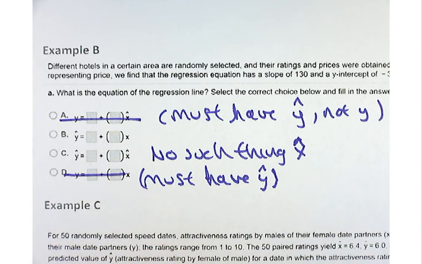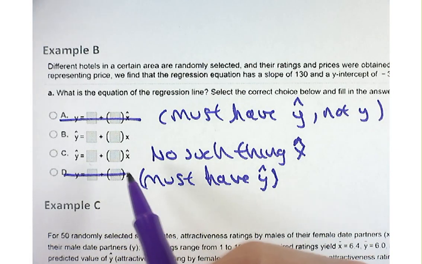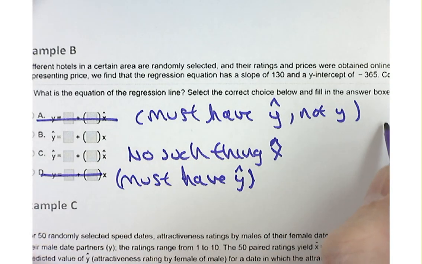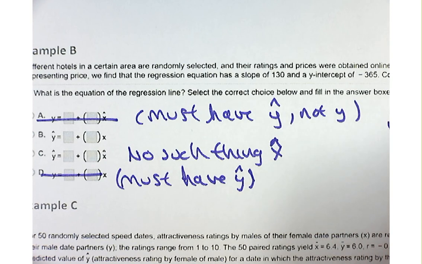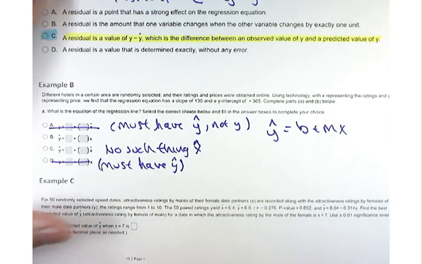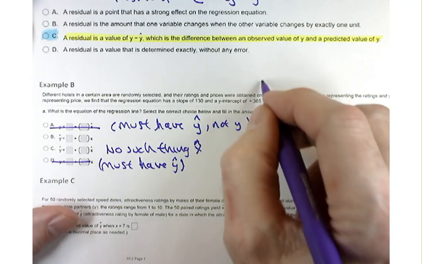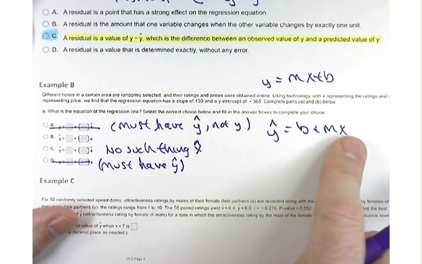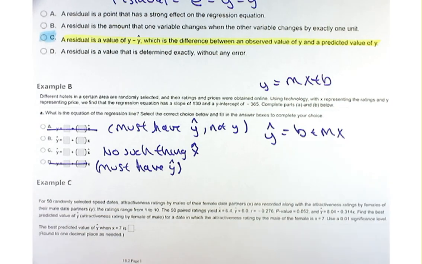Now, the last part of this is you have to put this in the right order. So the way they're writing their equation is, basically, Y hat equals B plus MX. That's not the order that I like to write things in. It's just a habit of mine to write Y equals MX plus B. But addition is commutative. You can put it in either order.